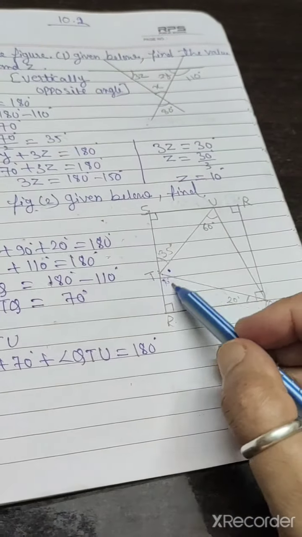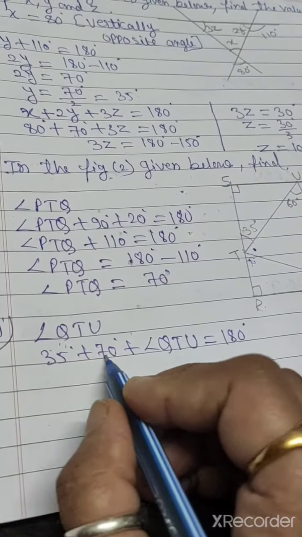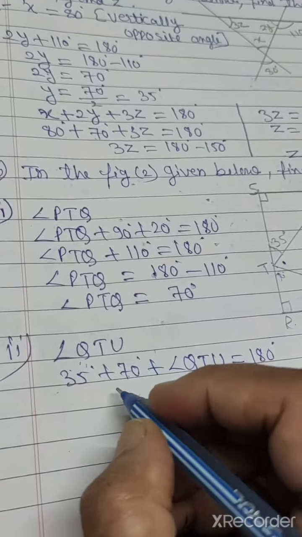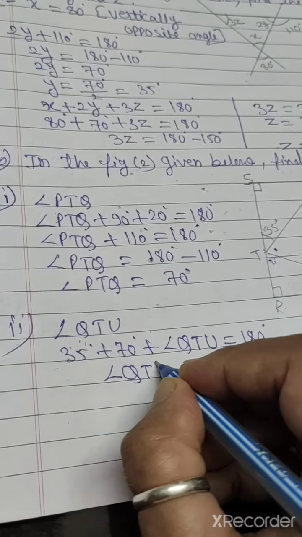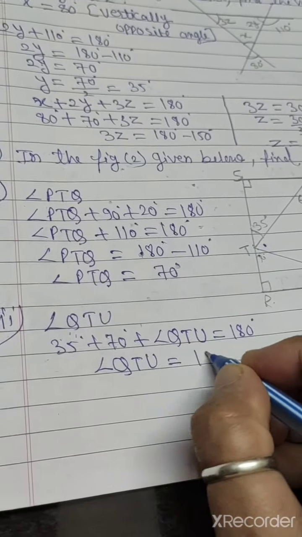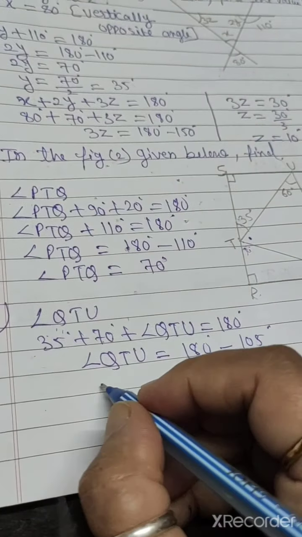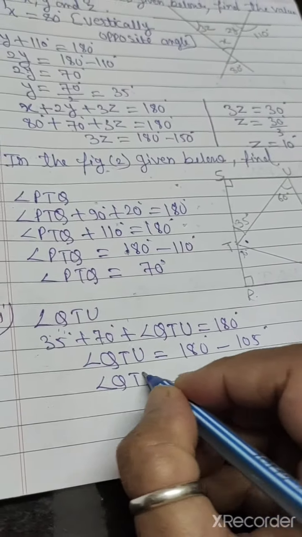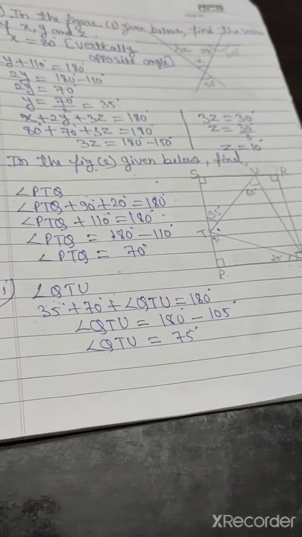इसका तीनों एंगल का सम होगा. सम ऑफ दिस थ्री एंगल 180 डिग्री. सो 70 प्लस 35, 105. सो QTU is equal to 180 minus 105. So angle QTU is equal to 75 degree.